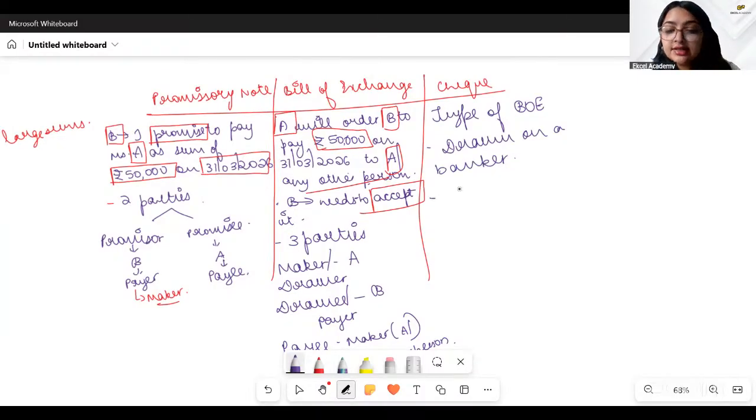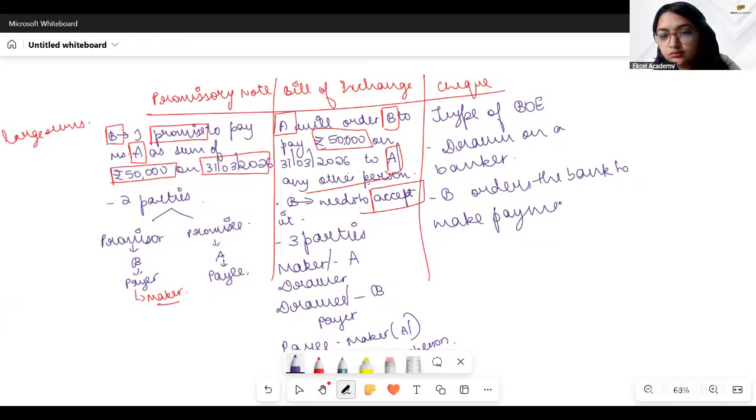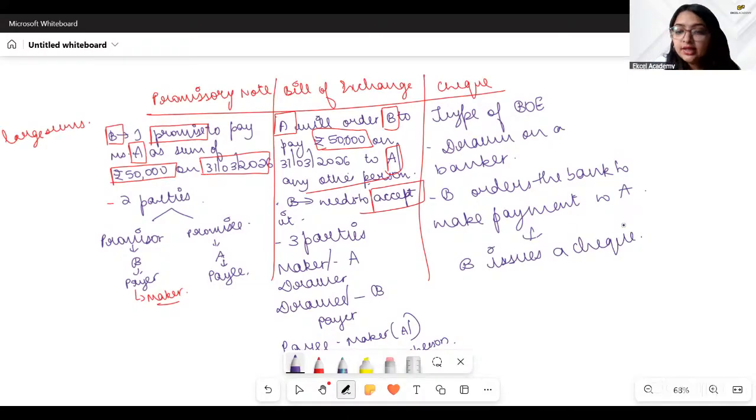Let's say, for example, B has to make the payment to A. So B orders the bank to make payment to A. When I say B orders the bank, it is not a written order. It just means that B issues a check. The minute B issues a check, his bank will have to deduct that amount and make that payment to A's account. So B's bank will be responsible to make the payment to A.